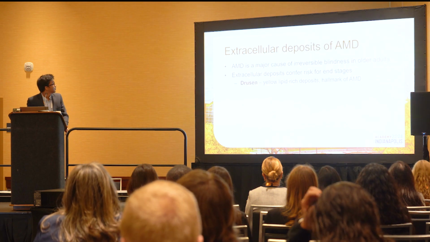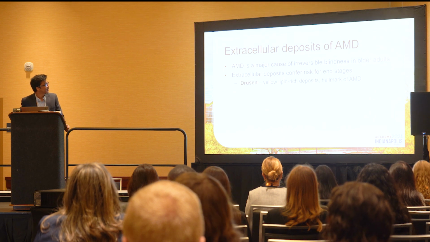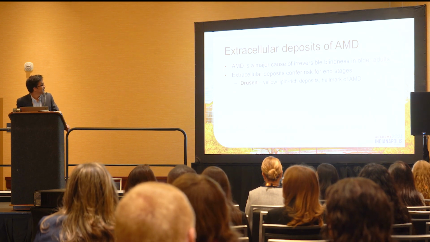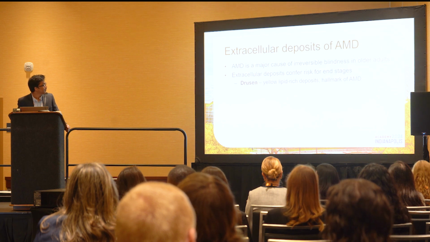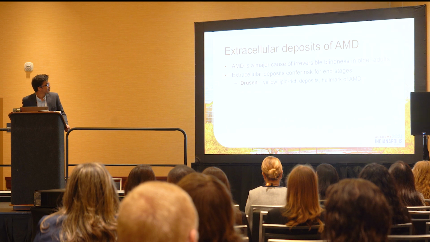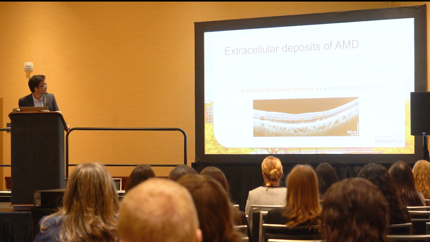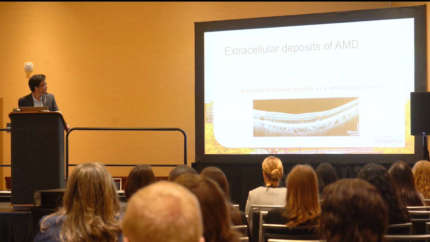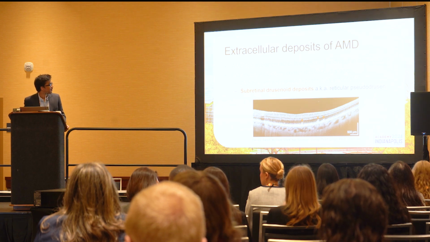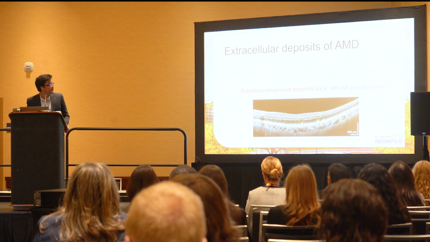Okay. So, as you know, AMD is a major cause of irreversible blindness in older adults. The hallmark characteristics of AMD include drusen, and you know that these are yellow, very lipid-rich deposits. There's another type of lesion called subretinal drusenoid deposits, also known as reticular pseudodrusen. These are shown by the arrowheads in orange, and these localize in the subretinal space.